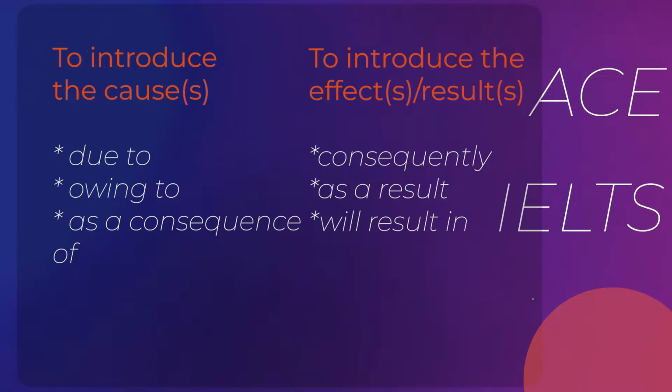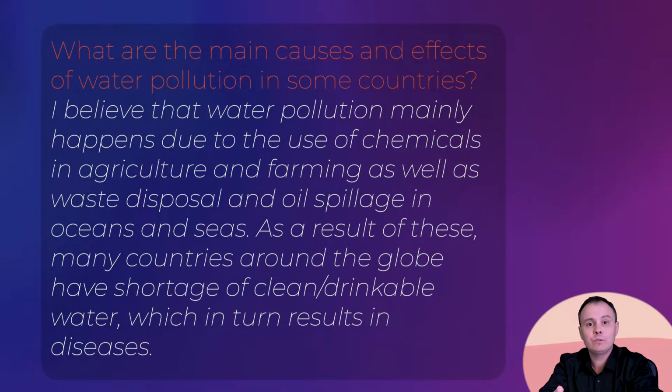So, to introduce the causes, you may use the following phrases: due to, owing to, and as a consequence of. To introduce the effects or results of the problem, you may use these phrases: consequently, as a result, and will result in. So, now as we know the phrases, here is a possible answer to the question: what are the main causes and effects of water pollution in some countries?